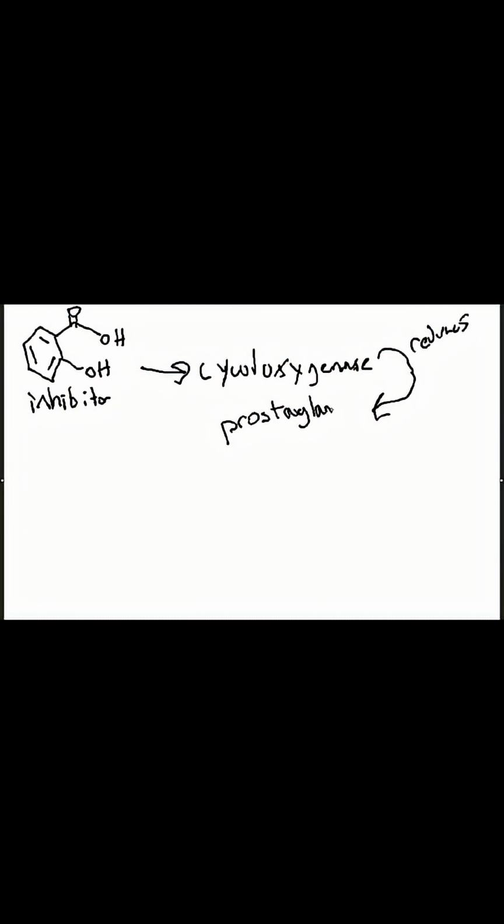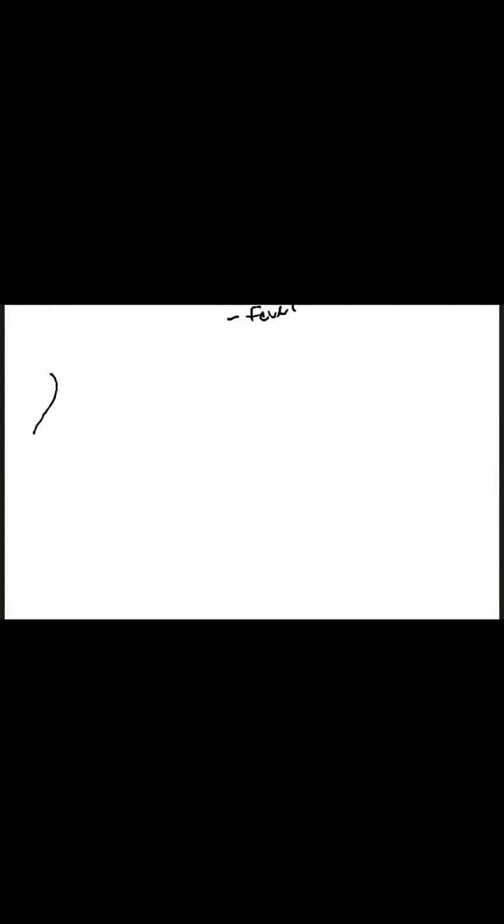In the body, salicylic acid acts as an inhibitor. The main thing it inhibits is cyclooxygenase, which then reduces prostaglandins, which are responsible for pain, inflammation, and fever. That's what happens in small dosages.